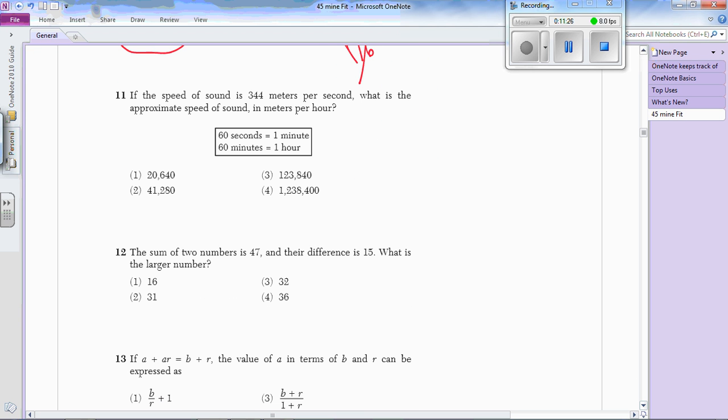If the speed of sound is 344 meters per second, what is the approximate speed of sound in meters per hour? Wow. 344 meters per second, per 1 second. So if I want per hour, I really just need to multiply by 60, which means it's going to be a whole lot more. Oh, wait a second, this is per second. So there's 60 seconds in a minute, so I'm going to multiply by 60 seconds. That would give me 1 minute. But they want per hour. Holy mackerel, I got to multiply by 60 again. So I'm going to guess it's probably one of these really big ones. Take 344, multiply by 60, and then multiply by 60 again, and I get 1,238,400.